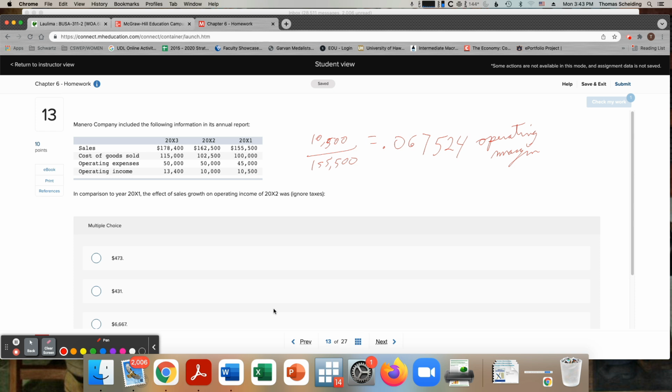Now this is just like that other question where we did this. I now need to find out what the effect of the sales growth is on the operating income change. We changed from 155,500 to 162,500. So I need to take 162,500, which is what my sales are in 20x2, and subtract what they were in the previous year. That difference is 7,000, and I then multiply that by my operating margin, 0.067524.